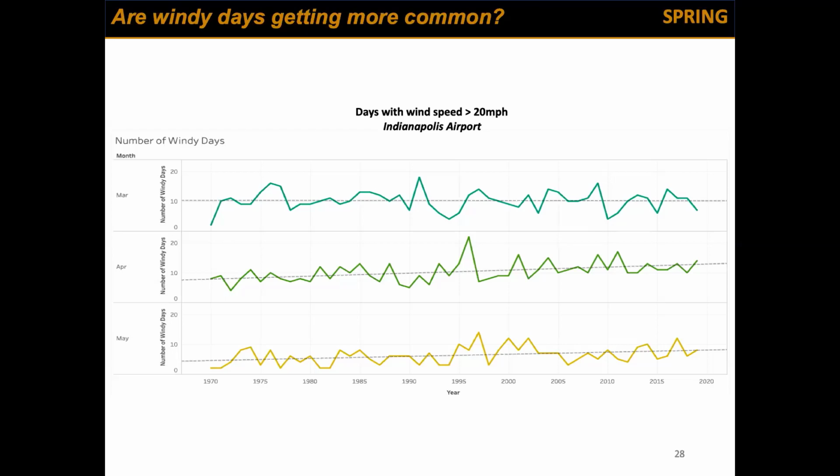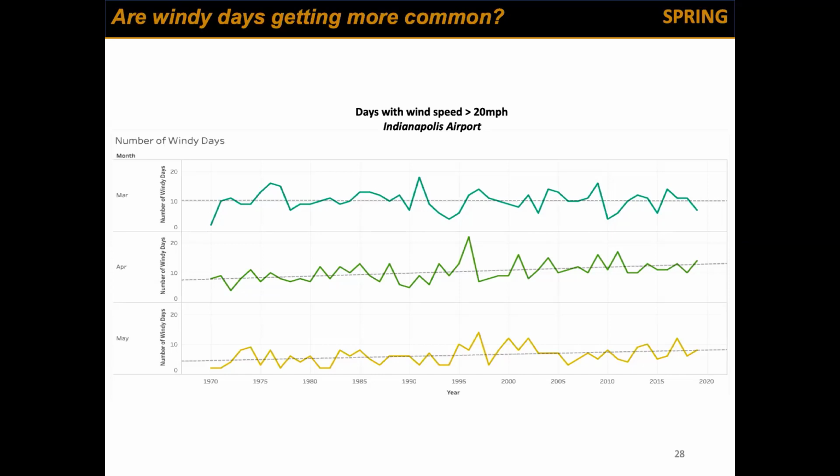I apologize for the small font size on this graph. I grabbed it actually from my website, and on that website you can zoom in and be more interactive and so forth. But to explain what's going on here, I counted the number of days where the average wind speed for any hour within that day was greater than 20 miles per hour.